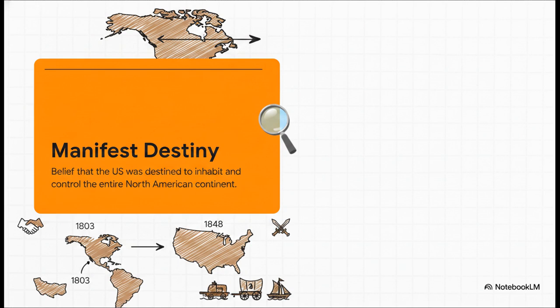This mindset drove rapid, aggressive territorial grabs, starting with the Louisiana Purchase, which literally doubled the nation's size overnight, and culminating in conflicts like the Mexican-American War, which added territories like California, Texas, and New Mexico to the map.